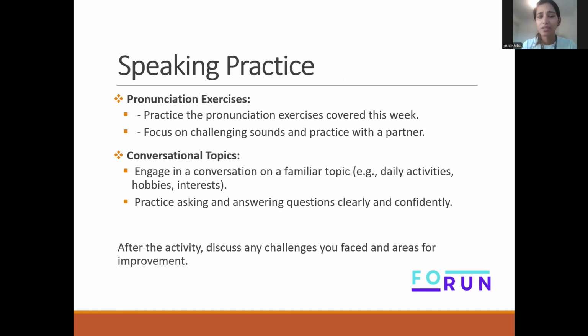We also did some speaking practice, right, where we were trying to speak fluently and clearly. That can only happen when our pronunciation is good, right? When we know how to pronounce words, we know how to pronounce vowels, consonants, and so on and so forth, right? We were also engaging in conversation on familiar topics, like daily activities, hobbies, interests, and so on. In the upcoming lessons, we will see more variety of speaking topics. We will cover a lot of speaking topics again. And that is pretty much it that we did.